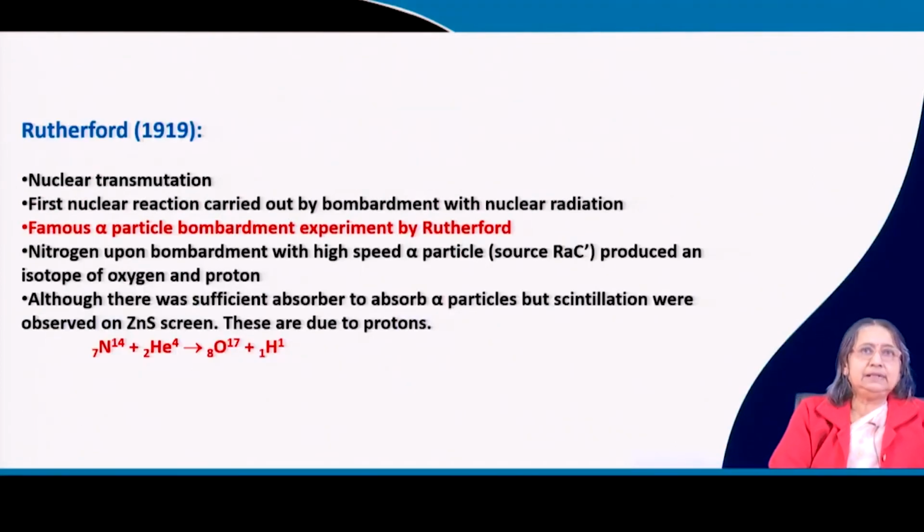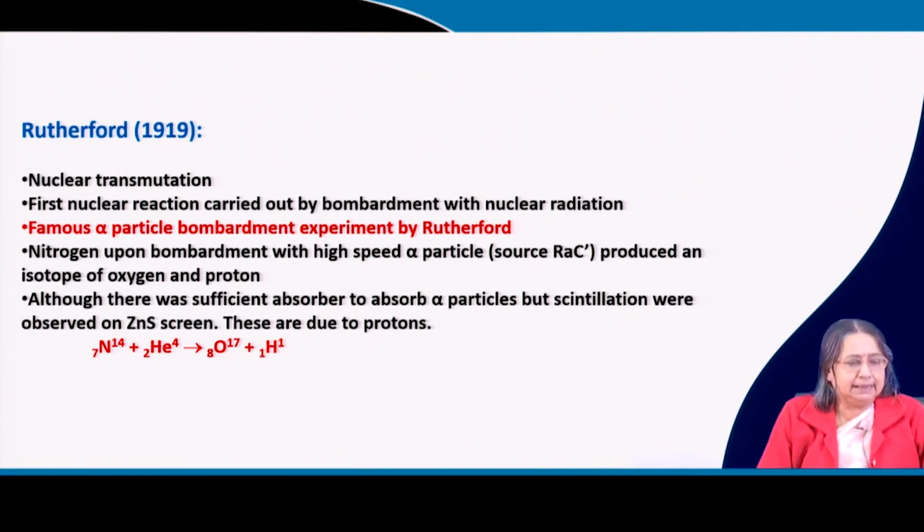Now, this is a very important experiment done by Rutherford in 1919, nuclear transmutation. Nuclear transmutation means some type of reaction by which one nucleus is transformed into another. Previous to this, we did not know that one atom can be transformed into another, but this is the first time Rutherford did it. You see here, it is a famous alpha particle bombardment experiment done by Rutherford.